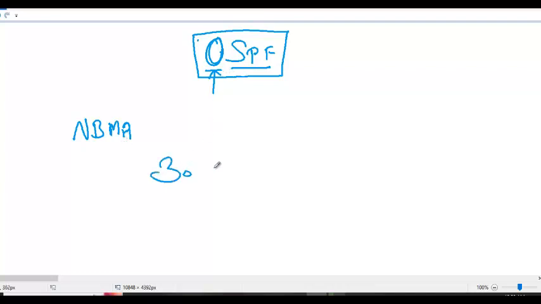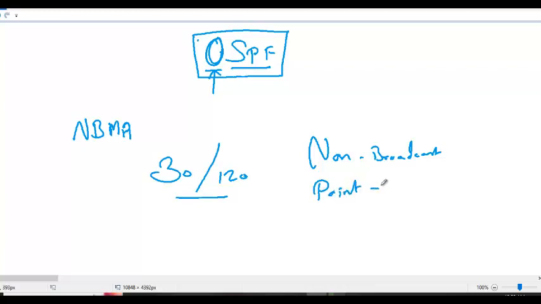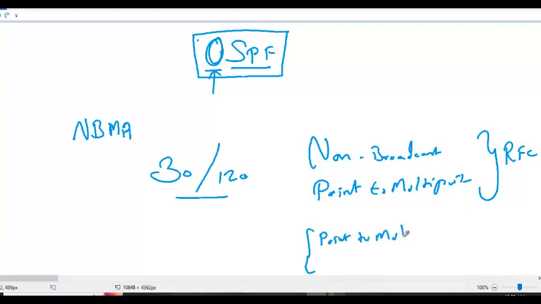Non-broadcast is one of the NBMA modes, and then point to multi-point. These 2 are industry standard, RFC standard. And there are 3 other Cisco standards, in which the first one is point to multi-point non-broadcast. Now these 3 timers are 30 and 120.